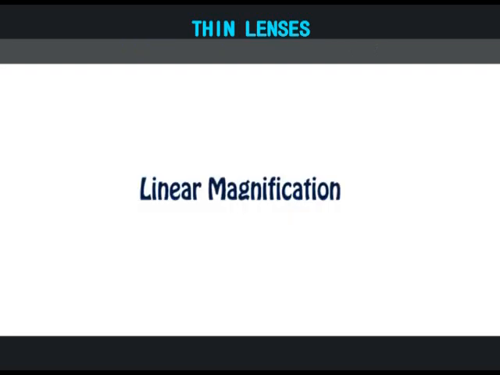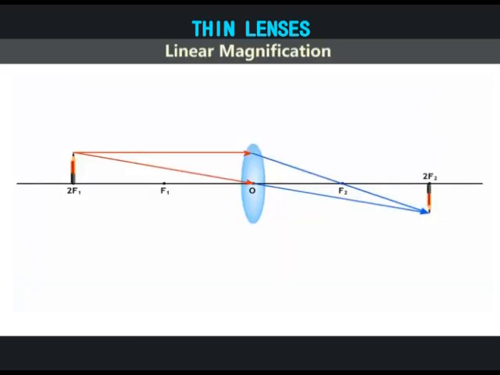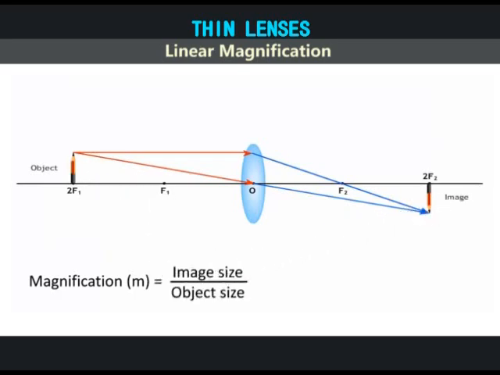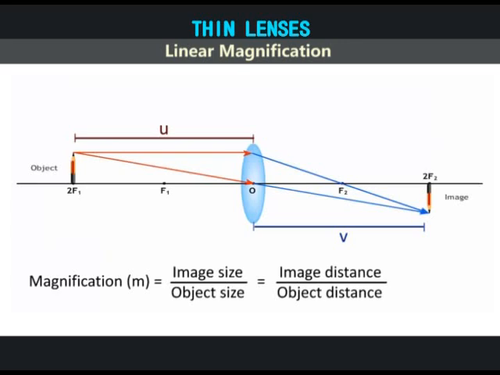Let's talk about linear magnification. Now, you can determine the size of the image of an object if you know the magnification of the lens. Magnification M is the ratio of the image size to the object size. It is also measured as the ratio of the image distance V to the object distance U. And this means that image size over the object size is equal to the image distance over the object distance.